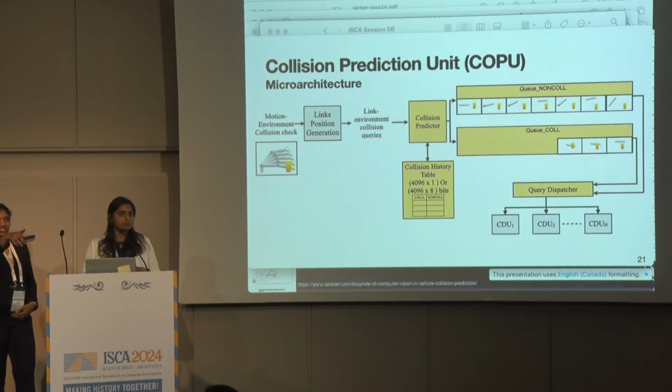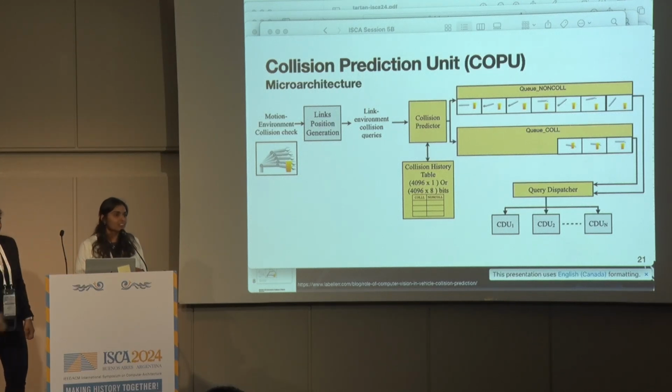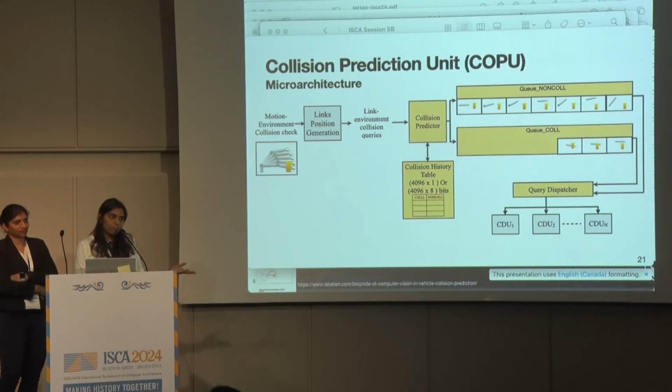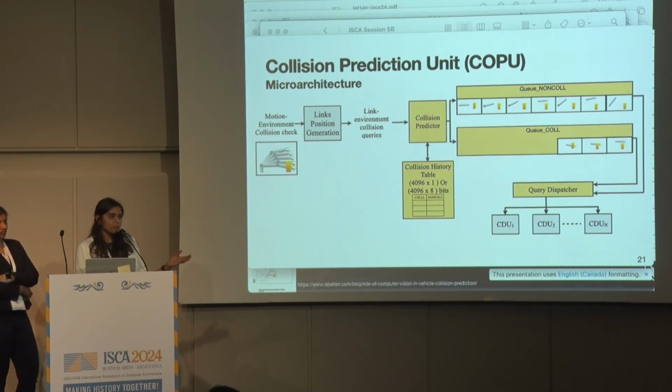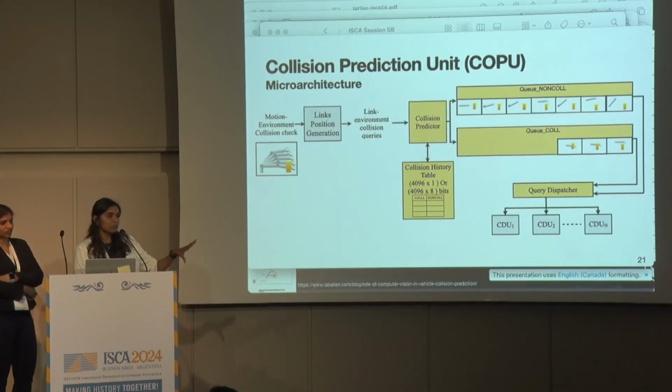I think there was a question there. Okay. The collision history table is in software, right? So it can be implemented in software or hardware. So for CPU and GPU based implementation, we implement it in software. But for ASIC based implementation, we implement it using SRAM.